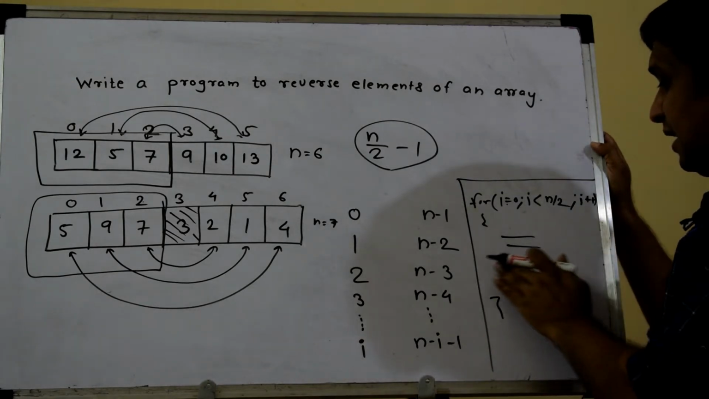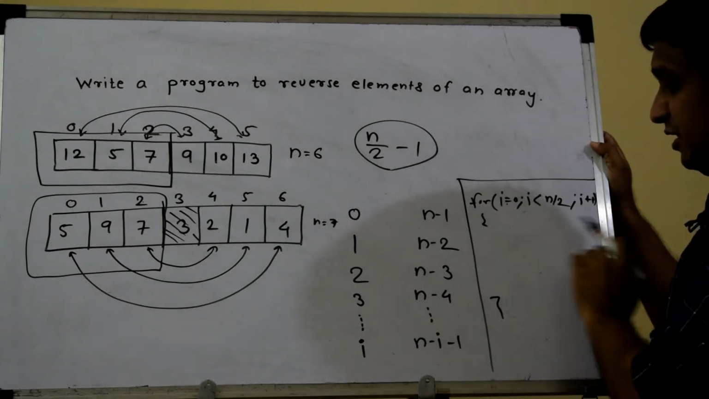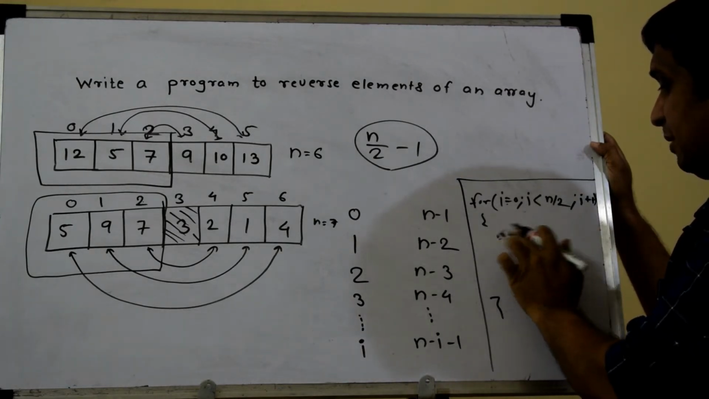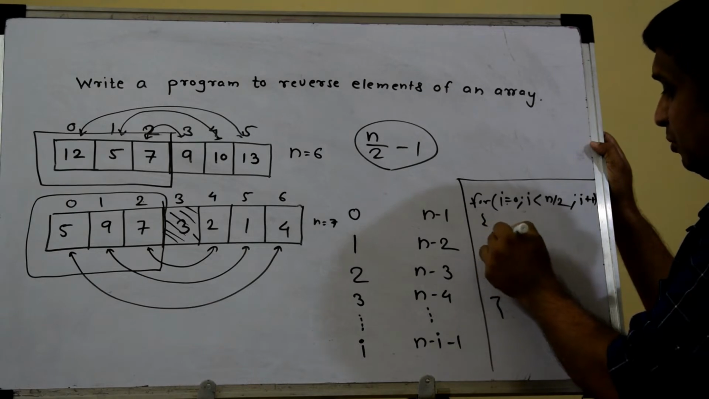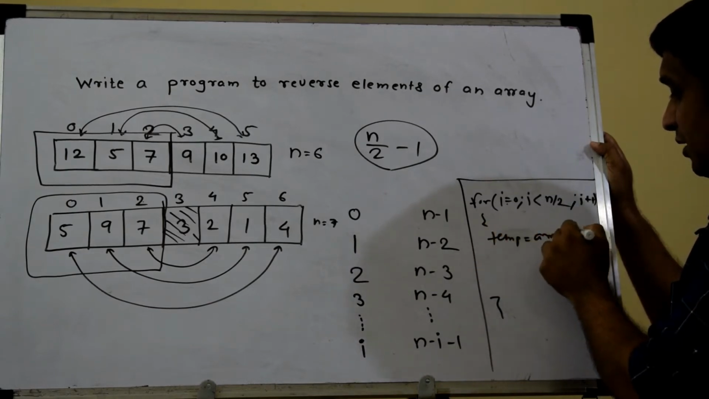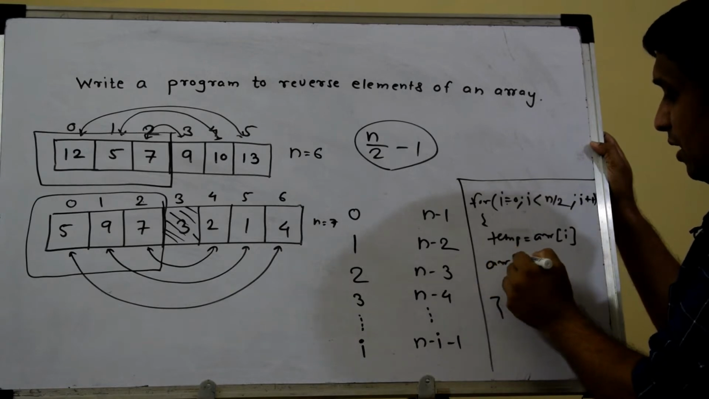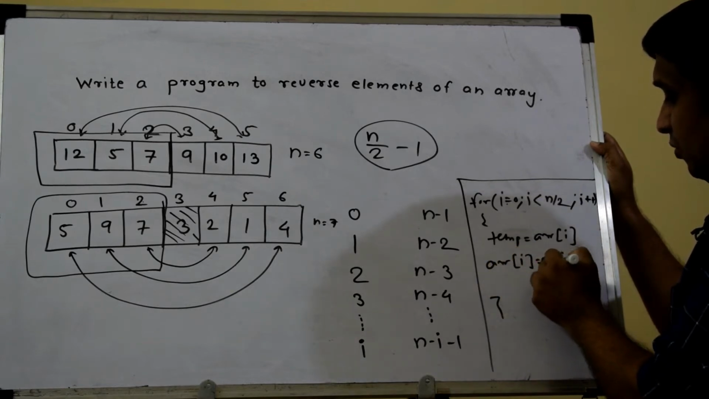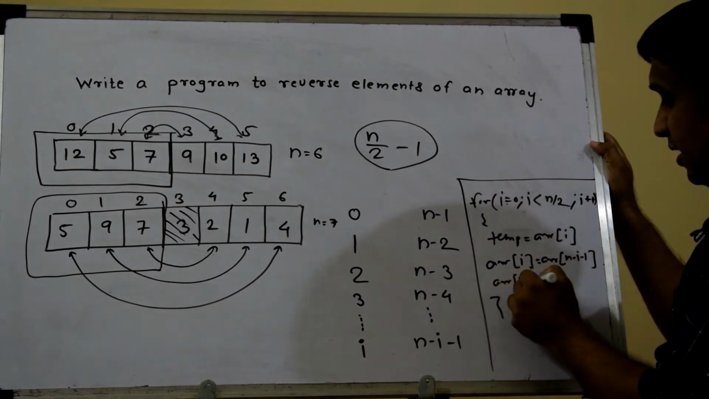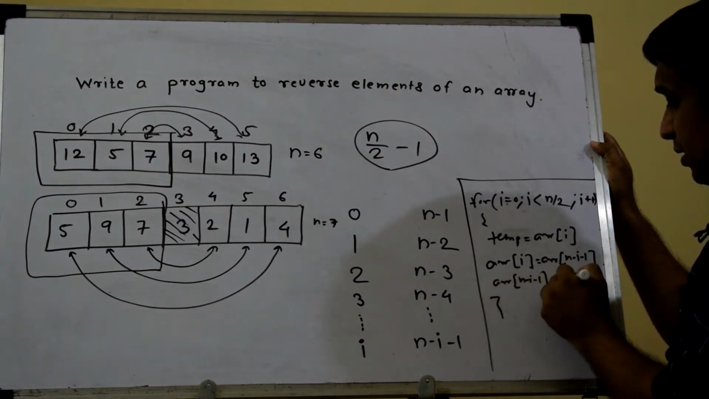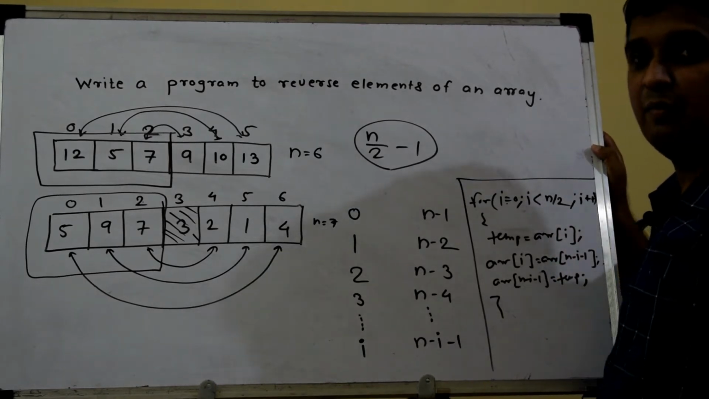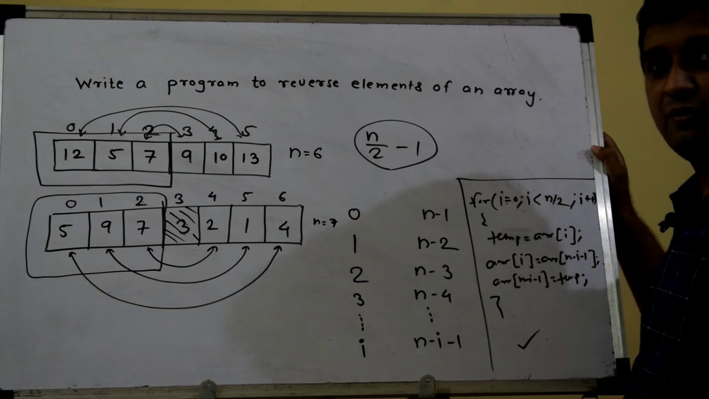So if arr is the name of the array, you have to declare a temporary variable. Suppose temp is the temporary variable, then you will write temp equals arr of i, arr of i equals arr of n minus i minus 1, and arr of n minus i minus 1 equals temp. So these 3 lines we have to write to swap the elements. So let's implement this code and we will verify.